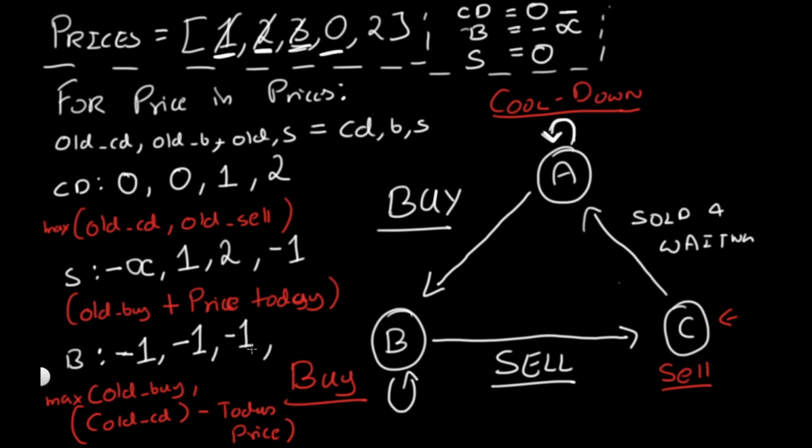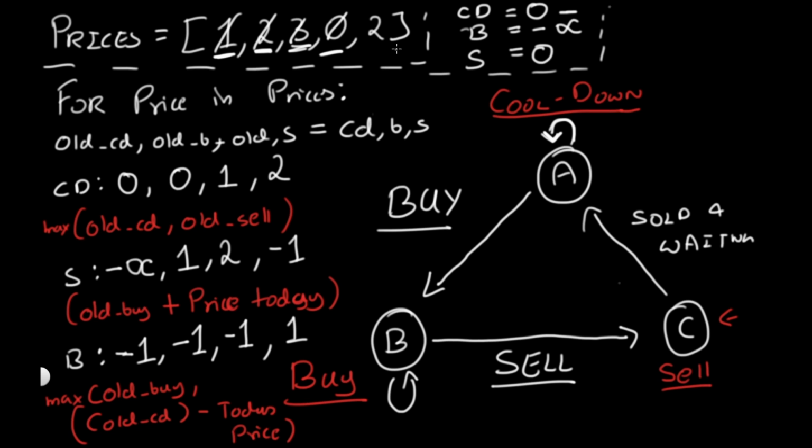So we're going to compare between the old buy, which is -1, or if we were to buy today, it's going to be the old cooldown, which is 1, and we're going to subtract that with today's price. So we're going to do 1 minus 0, and that gives us 1. So that's a positive value, and that's greater than -1. So we're going to change our value accordingly.